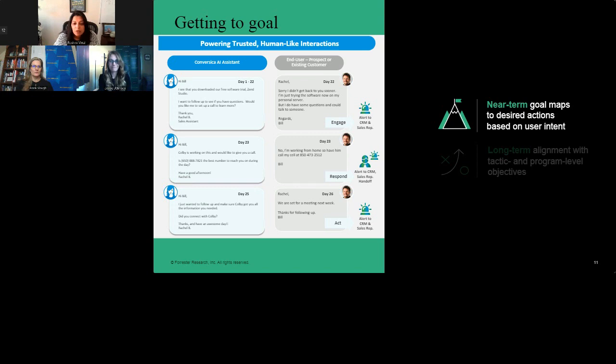And what this example here is really showing is that you can use conversational AI and intelligent virtual assistants to power trusted human-like interactions. And so, for example, let's take a look at what we're taking a look at here.